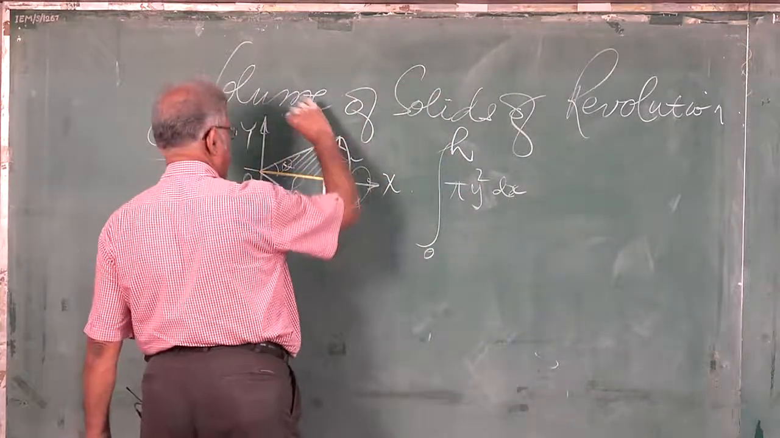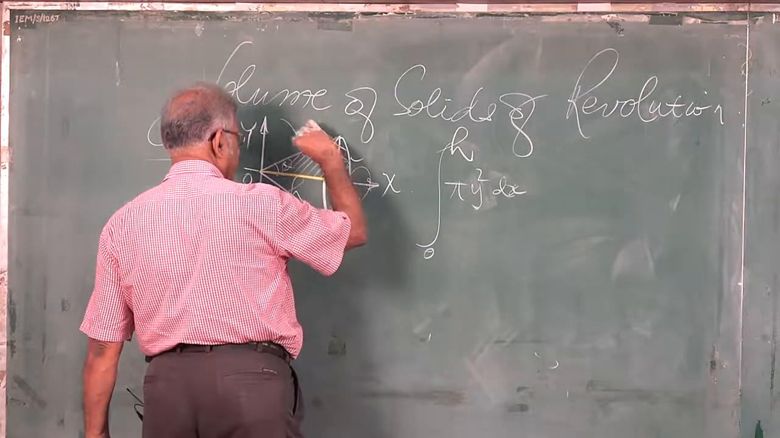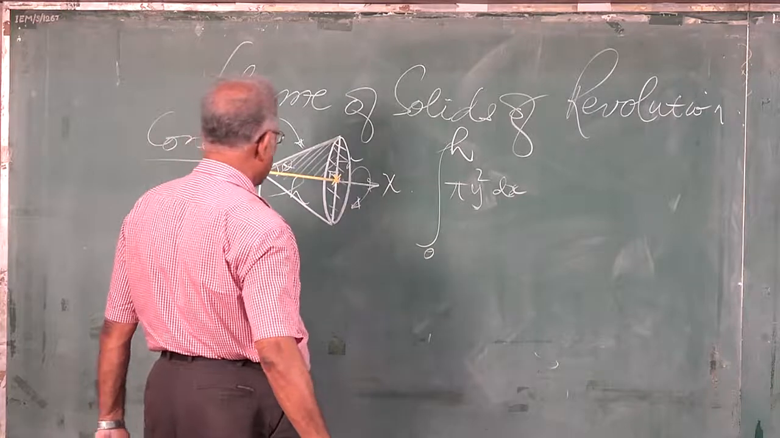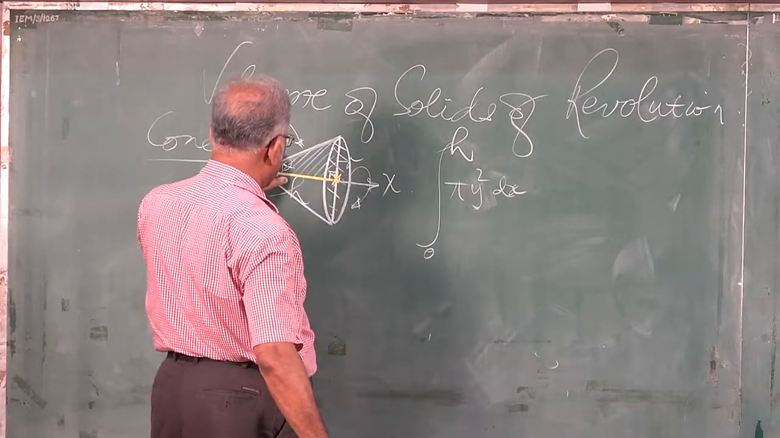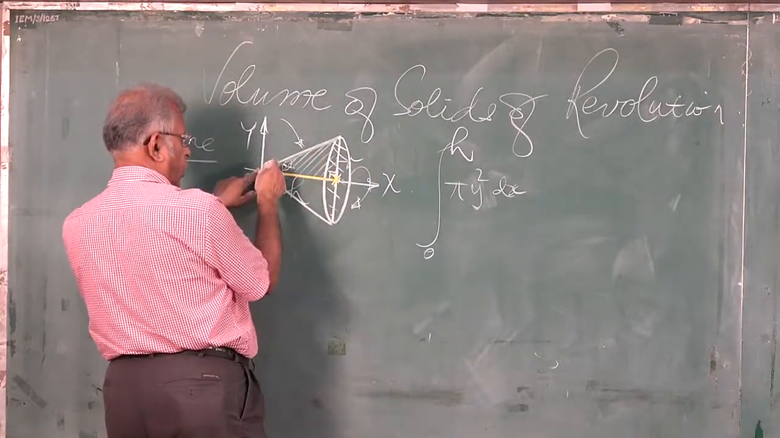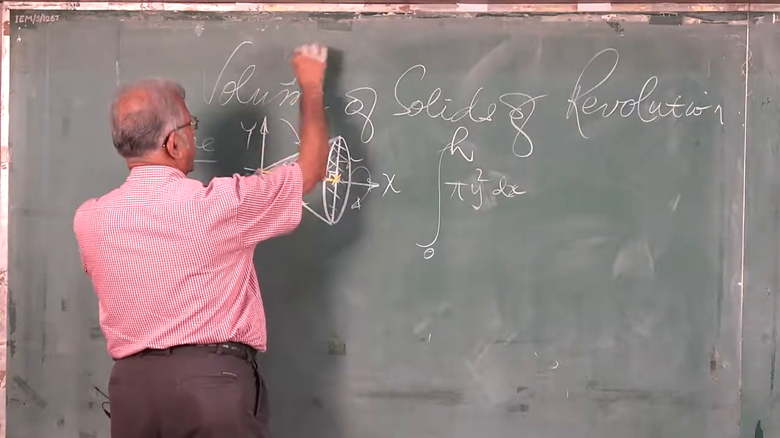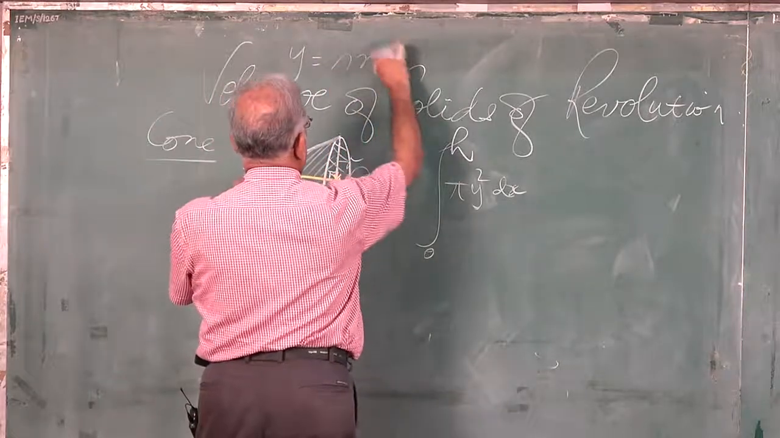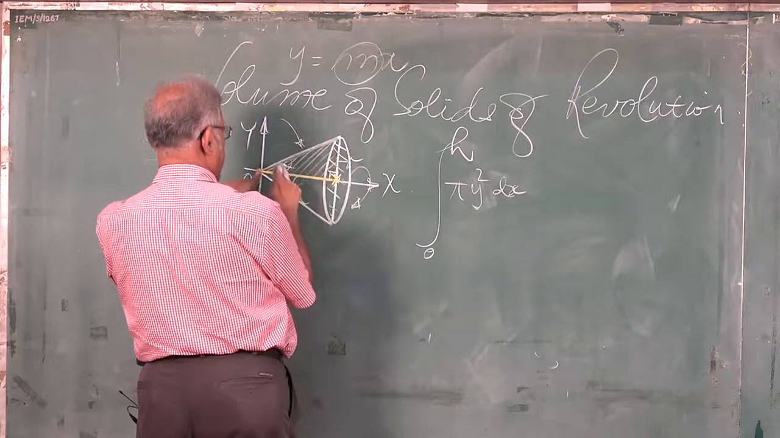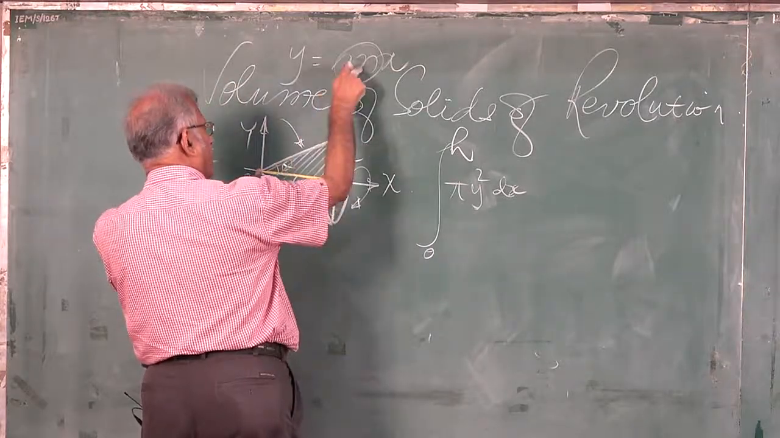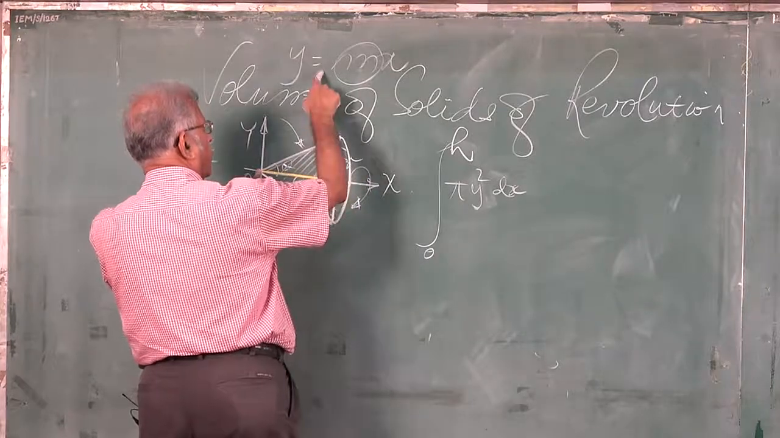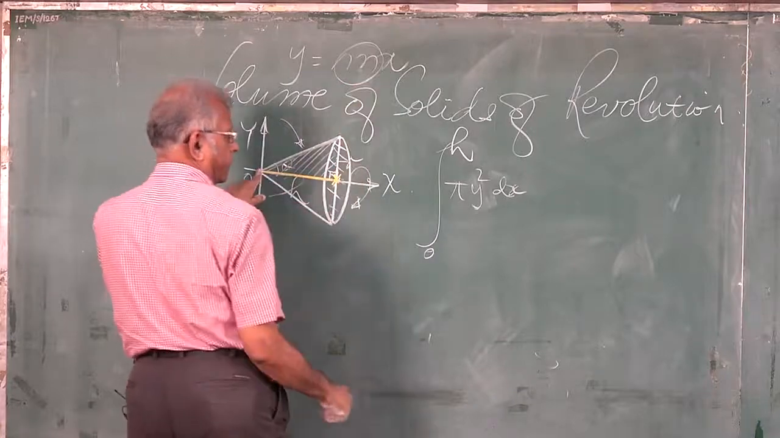Now, the question is, we will have to take this y as a function of x. One can see that y is equal to mx, the form of a line. This is a line passing through the origin. So, its equation is of the type y is equal to mx, where m is the slope of this line, that is tan theta. m is tan theta, and that tan theta is nothing but r over h. So, y is r over h x.